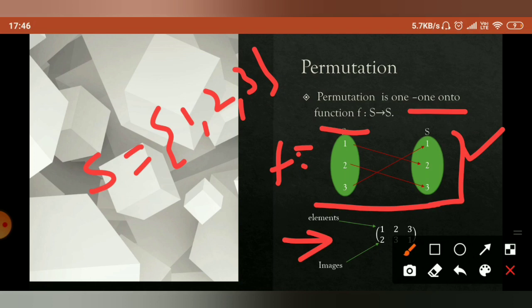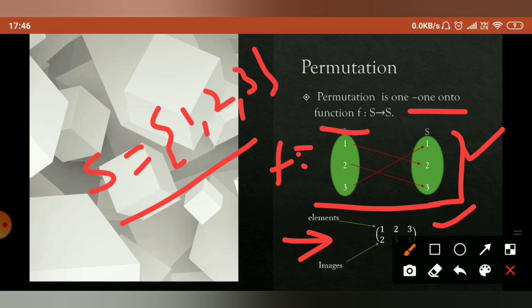Here I have written the elements in the first row and their images below them: the image of 1 is 2, the image of 2 is 3, and the image of 3 is 1. So this is a way of writing permutations. This is one permutation on a set of 3 symbols 1, 2, 3.